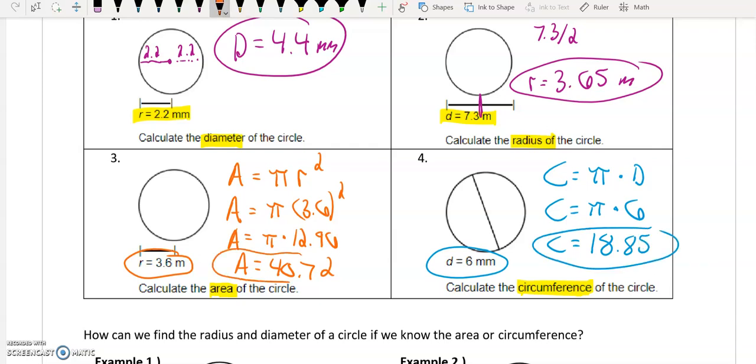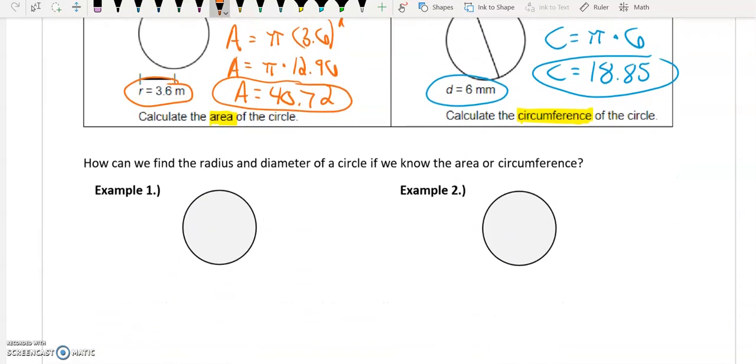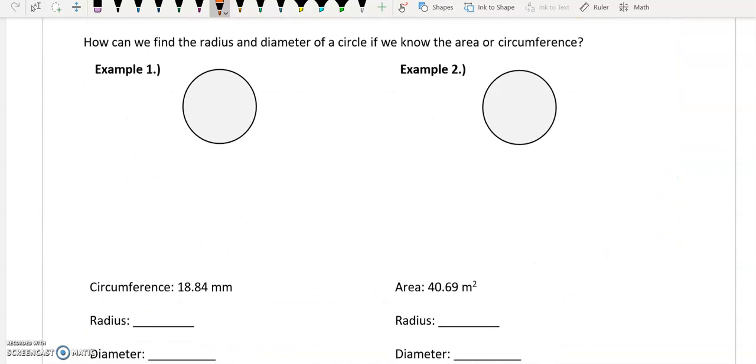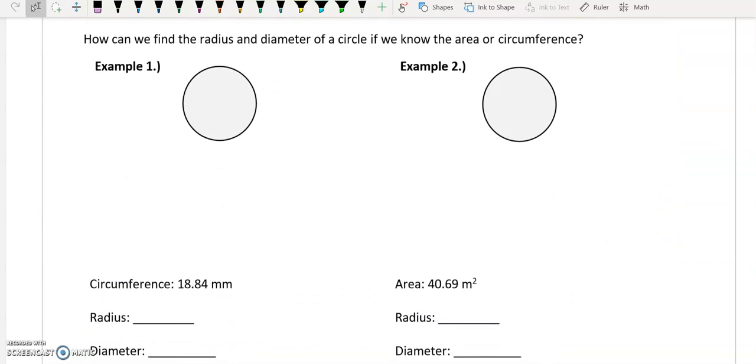So again, hopefully you paused the video and did those problems by yourself, and hopefully you got them right. What we're going to be building upon today is actually thinking in reverse, and this is where it gets a little tricky. We might all be comfortable using the formulas at this point, even if they give us radius and they want diameter. Now what we're going to be doing is thinking backwards. If we look at the directions, it says, how can we find the radius and diameter of a circle when we know area or circumference?